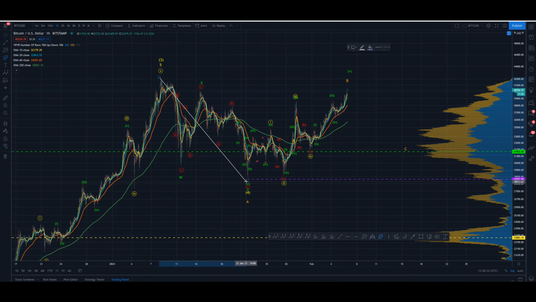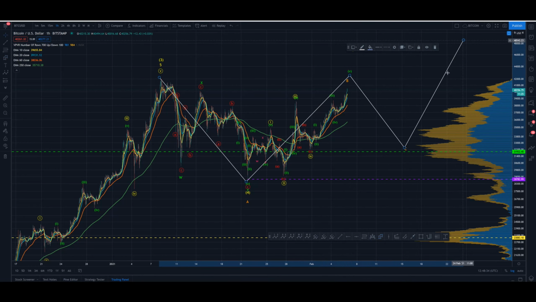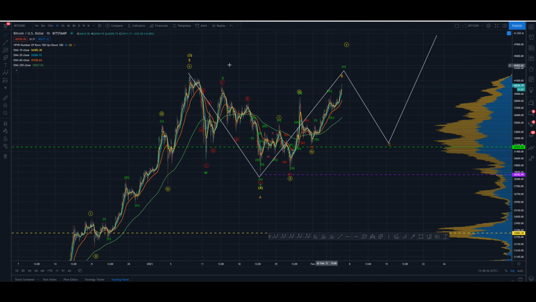Either A or W, either B or X, and then either C or Y, and then we get moving. That is literally as simple as it gets. If we're in the flat, then this would be 3, right? 1, 2, 3, 1, 2, 3, and then this would have to be a 3, 1, 2, 3, 1, 2, 3, 1, 2, 3 with the AB here.